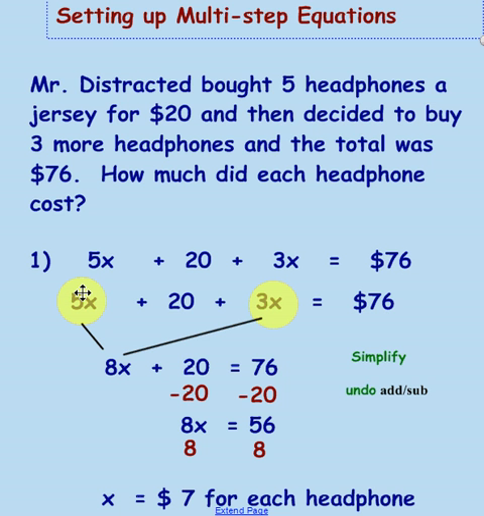So things to remember is if there's any like terms, let's try to combine them before we move forward. And then hopefully we'll get to a two-step equation where you're going to do the opposite of adding and subtracting. And then your last step will probably be either division or multiplication. A lot of these word problems lend themselves to a lot of division as the last step.